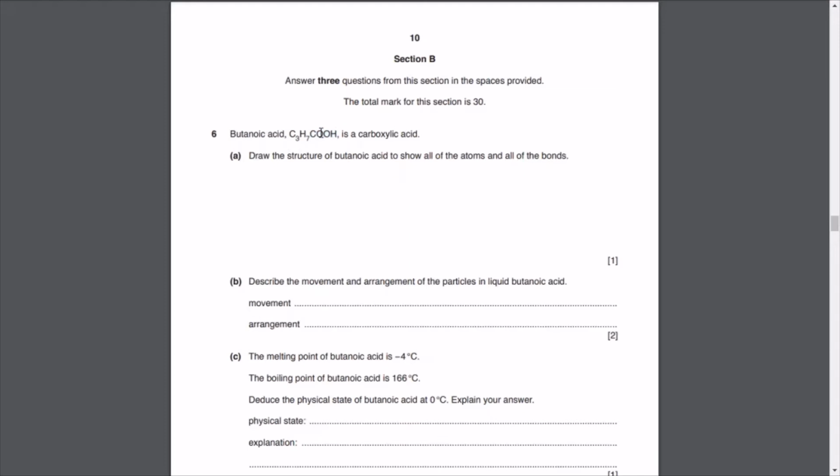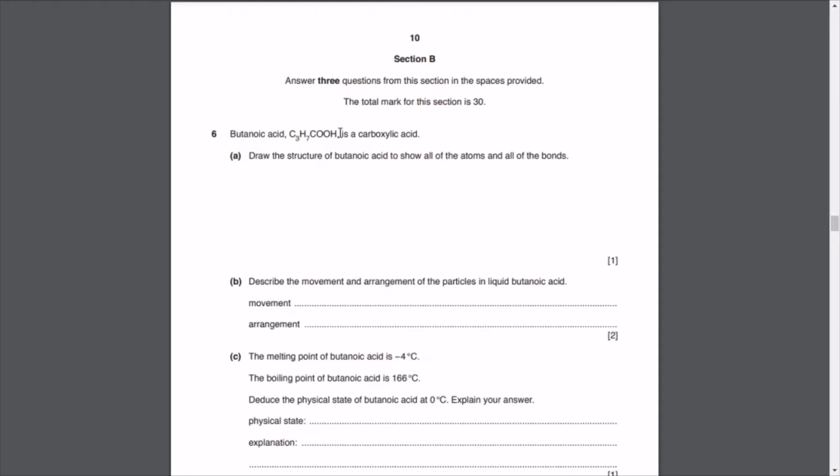That means this C has a double bond with this O, and a single bond with the other O. And this O has a single bond with H. This is how it is. So you can draw it like 3 C's first and attach hydrogen with them, then draw the 4th C and draw a double bond with O above it, and then bond O and H.